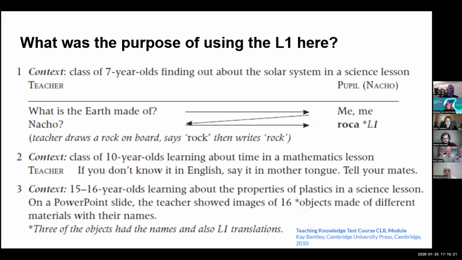How about the last one, number 3? What might be the reason there for using L1? I think because by this stage of development the brain should be more cognitively developed and able to process higher order thinking, and they should be comfortable. The L1 translation is just to reduce cognitive load demand. Yeah.